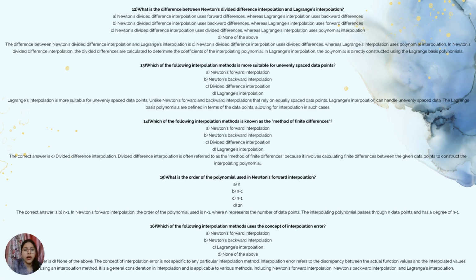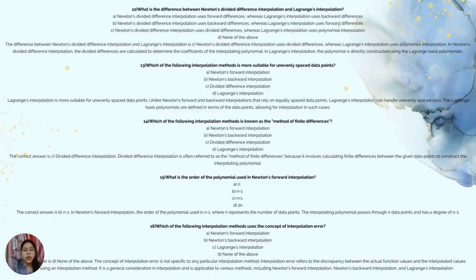Question number 14. Which of the following interpolation methods is known as the method of finite differences? Option A, Newton's forward interpolation. Option B, Newton's backward interpolation. C, divided difference interpolation. And D, Lagrange's interpolation. The correct answer is C, divided difference interpolation. Divided difference interpolation is often referred to as the method of finite differences because it involves calculating finite differences between the given data points to construct the interpolating polynomial.